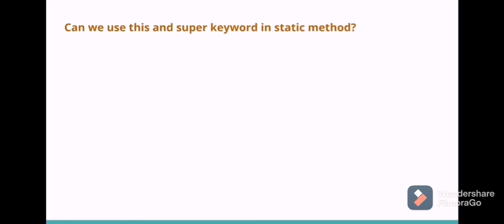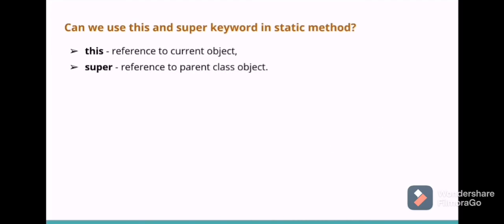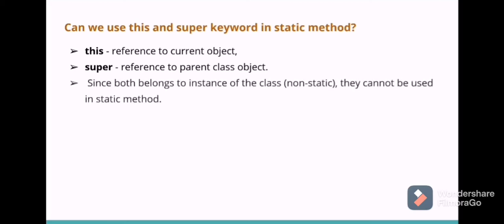Can we use this and super keyword in a static method? First let's see what this and super keyword are. This means it is a reference to the current object, whereas super means it is a reference to the parent class object. So since both of them belong to an instance of the class, that is non-static, they cannot be used in a static method.